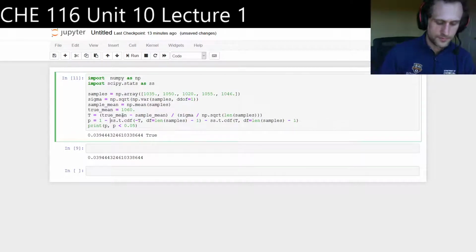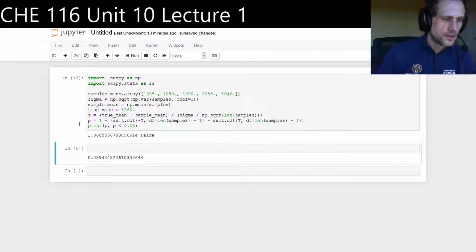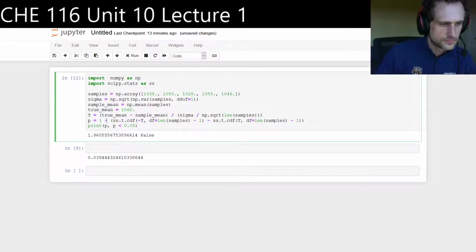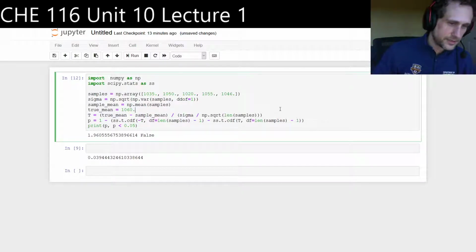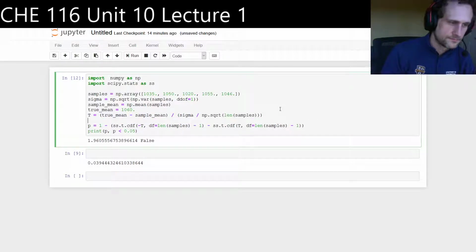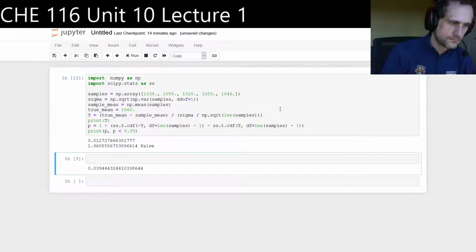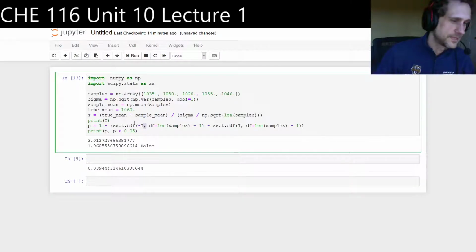And then again, the 1 minus. All right, what did I do? Oh, this is already negative. Excuse me, the true mean. I think this is already negative, is that right? The other one was negative.